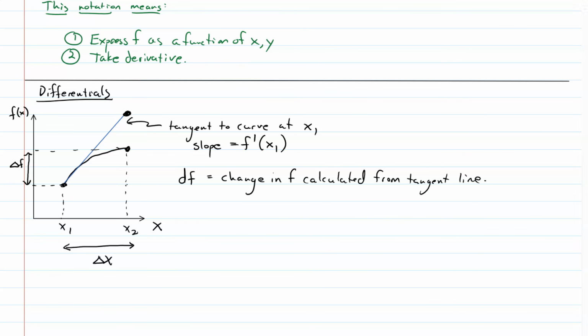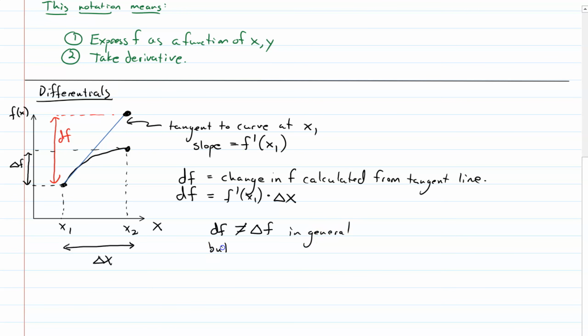And what is df? df on this diagram would be this height, from here to here. It's going to be equal to the slope of the line times the change in x, so it's the slope of the line, which is f prime of x1, times the change in x, which is delta x. Now you can see that df is not the same as delta f because the line is not exactly equal to the curve, right? So df is not equal to delta f in general.